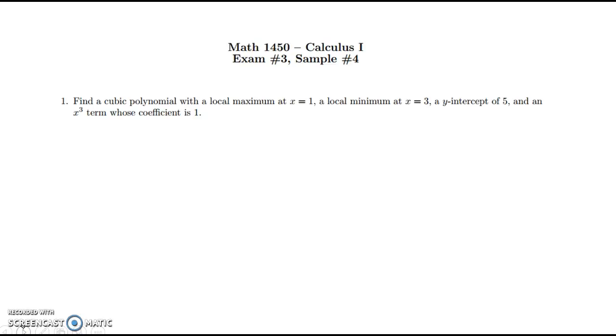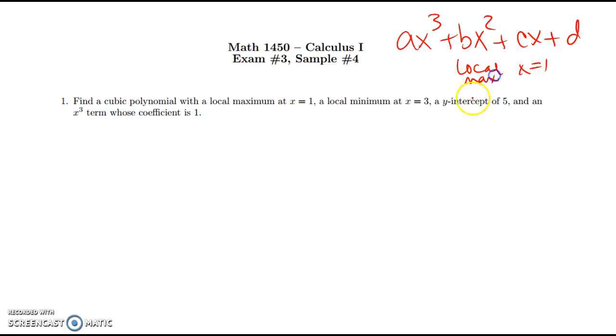It's kind of fun. It says find a cubic polynomial, and you start with something that looks like this. We have to find all the coefficients, right? Well, they're telling us we have a local max at x equals 1. That's a local max. We have a local min at x equals 3. So that tells us the first derivative at these numbers has to be 0. We have a y-intercept of 5.